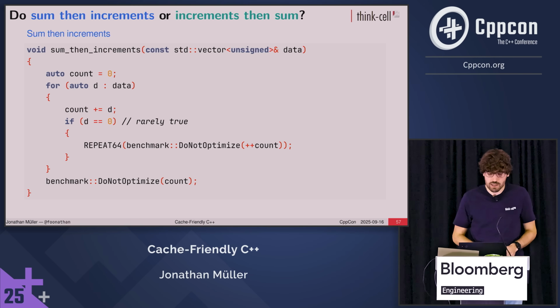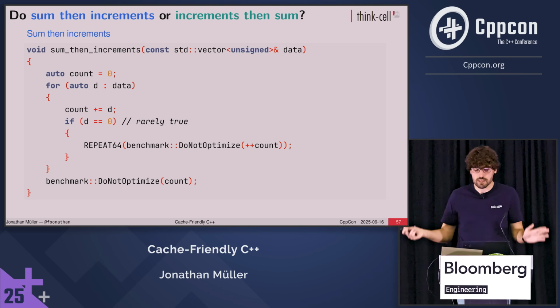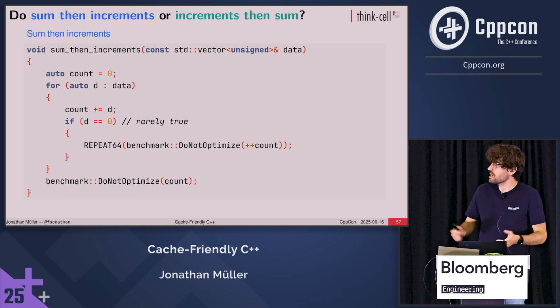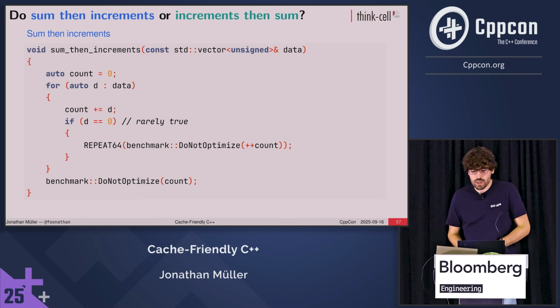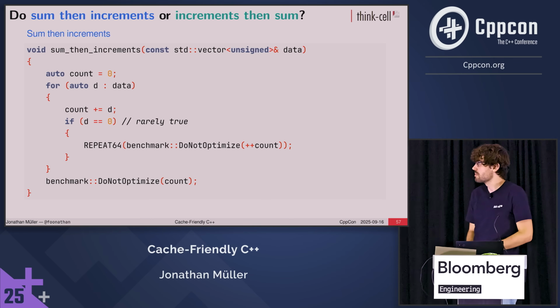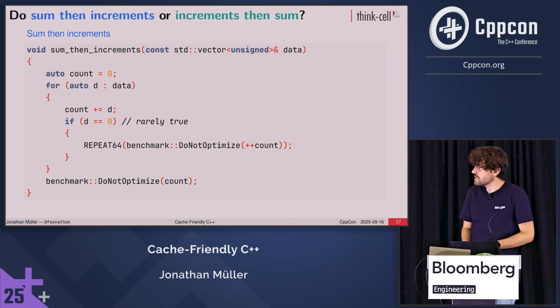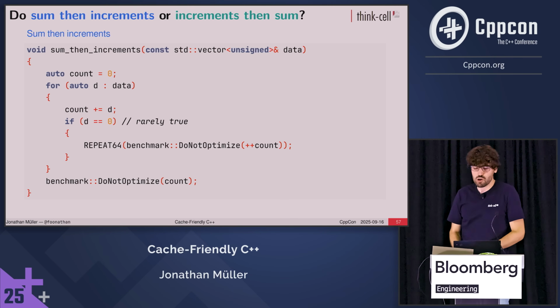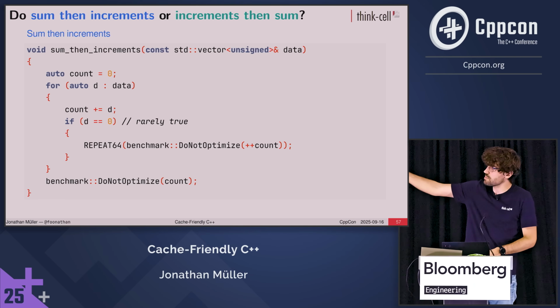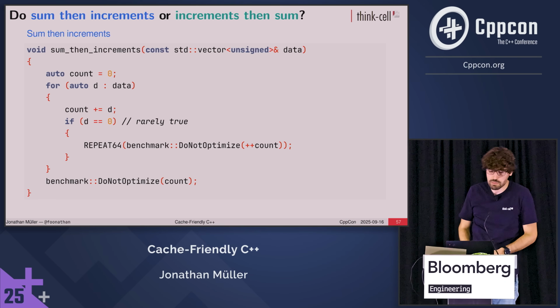So this is a silly example. We have a bunch of random data, and we're summing it all up. But if we're having a 0, we're doing 64 separate increments. Now, the condition that d0 is rarely true because it's truly random data. But if we do, we have 64 separate increments in there. So the repeat 64 is just a macro that expands the expression 64 times.